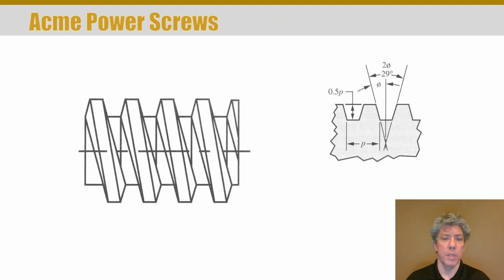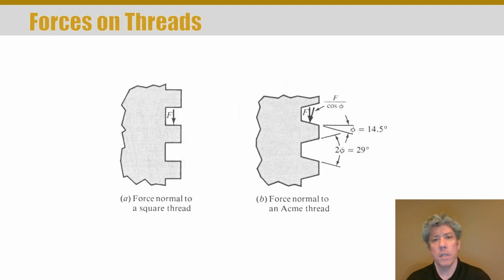Square-threaded screws are, of course, not the only thread form available. What's actually more common is Acme power screws. With Acme power screws, you have a trapezoidal thread profile. It's similar in that the depth of the thread is half of the pitch, but now you've got an angled sidewall, and that angled sidewall does something really important.